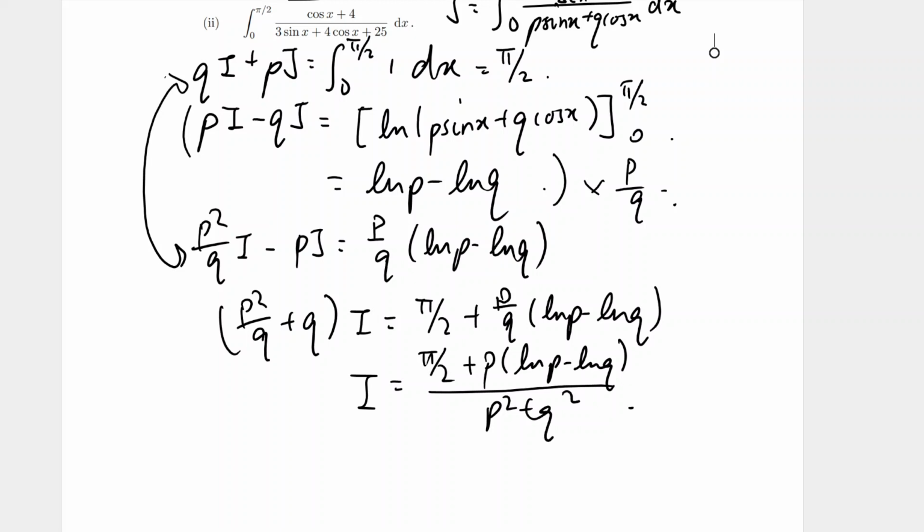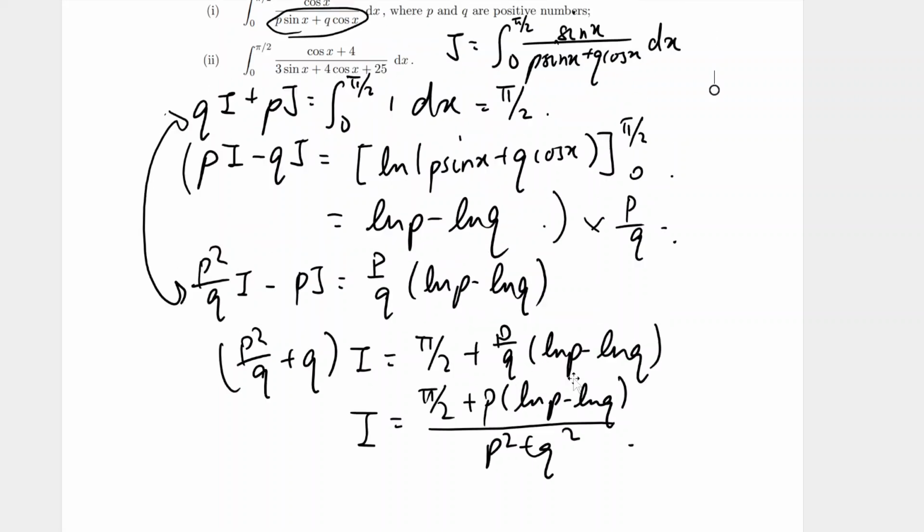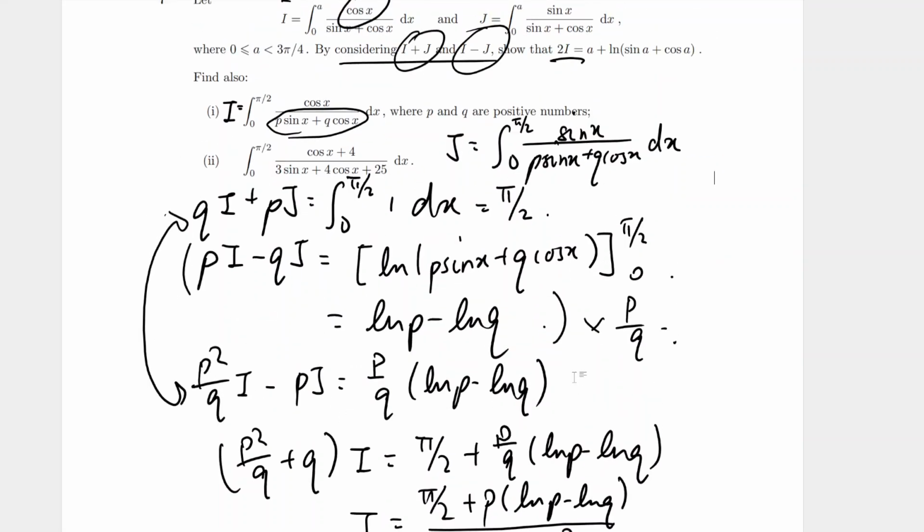Lovely. Okay, good, fine. So let's move back to the top. Let's look at part 2 then. From 0 to pi over 2, this time I have cosine x plus 4 instead. And for the denominator, I have that 25 there, which looks slightly irritating. So again, I choose this as my I. Let's think about what the j should be.